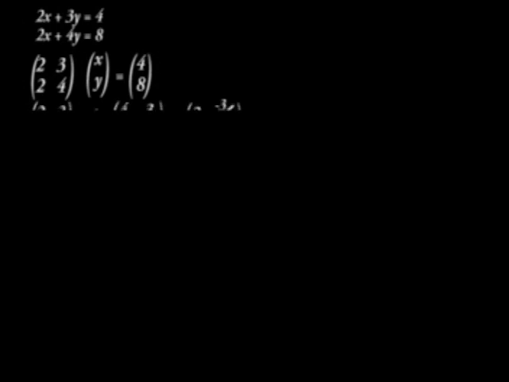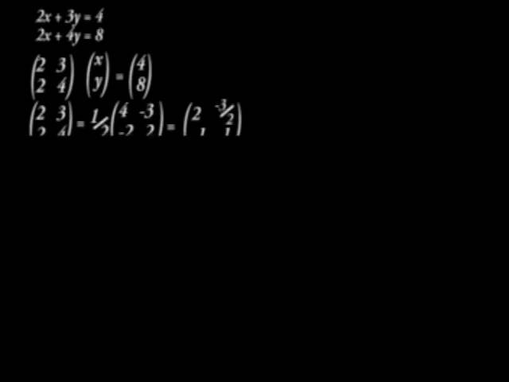Solving simultaneous equations using matrices. Consider 2x plus 3y is equal to 4, and 2x plus 4y is equal to 8. The equations can be written as the matrix 2, 3, 2, 4 times x, y is equal to 4, 8. To solve for x and y, we must eliminate the coefficient matrix by multiplying both sides by the inverse of the matrix.